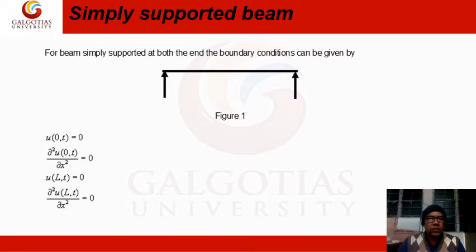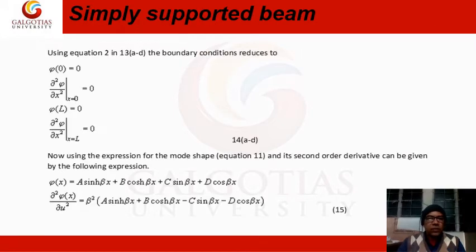For the simply supported beam, the boundary conditions at both ends can be written as: u equal to 0 at x equal to 0, at time t, and the acceleration at this point will be 0, as well as the displacement at x equal to L will be 0, and the acceleration at this point will again be 0. This is the boundary condition for the simply supported beam. The boundary conditions are also reduced to psi(0) equal to 0, and d2psi/dx2 at x equal to 0 will be 0. We are just rewriting the same boundary conditions in this form.